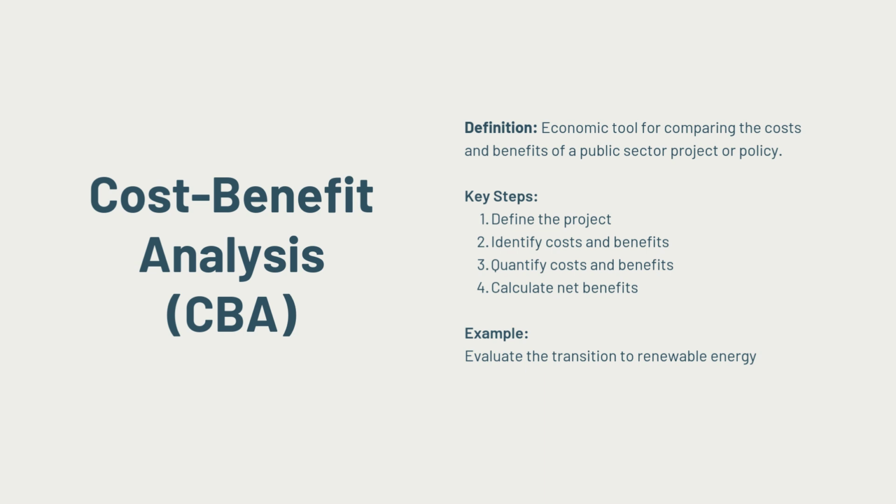So this can be straightforward for direct costs, but it can also be more challenging for intangible benefits like improved quality of life or environmental preservation. For intangible factors, public administrators might use proxies or estimates to put a value on them. Lastly would be calculating net benefits.